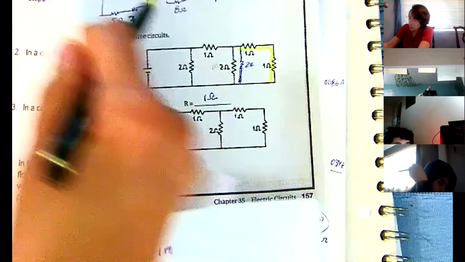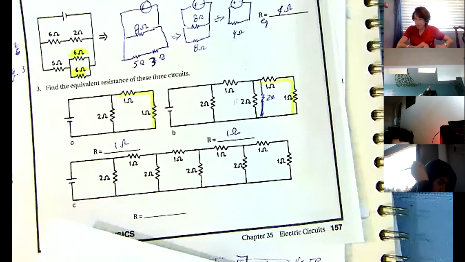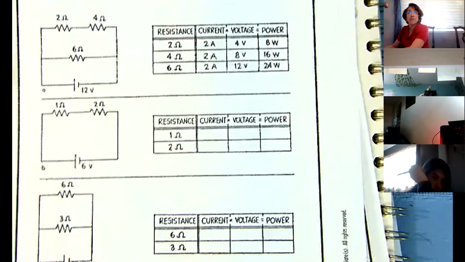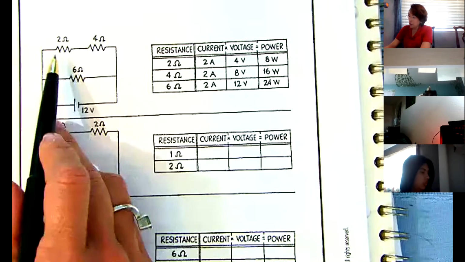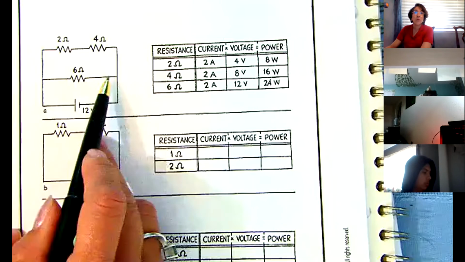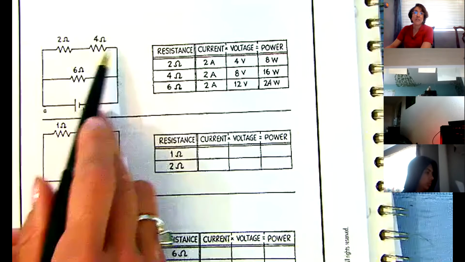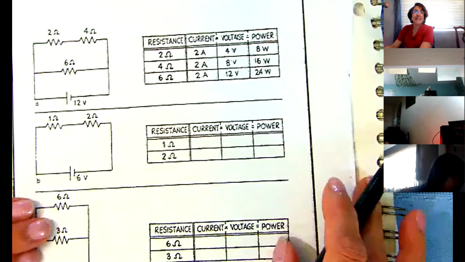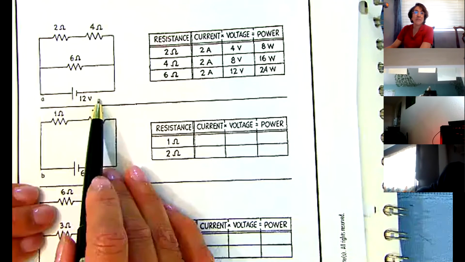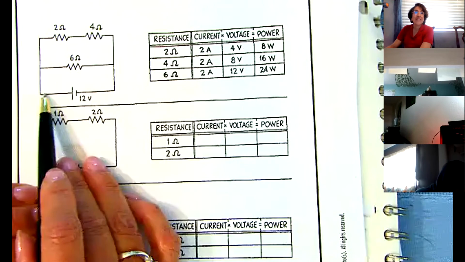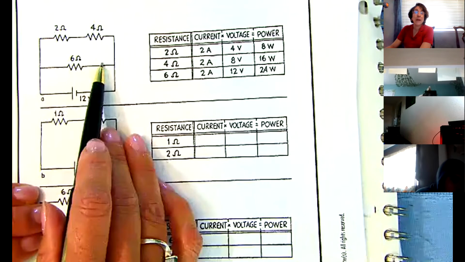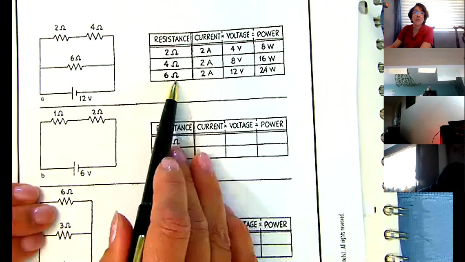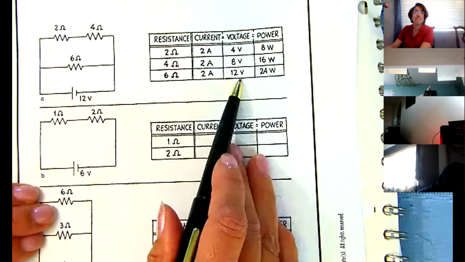Now let's go to the next page, because this is where you now have to break it down: how much current is going through here, how much current is going through there, and how much voltage is across each of these things. Let's start with the top one. I have a 12-volt battery, and notice the 12-volt battery is in parallel with the 6 ohm resistor. That means the 6 ohm resistor has 12 volts across it.